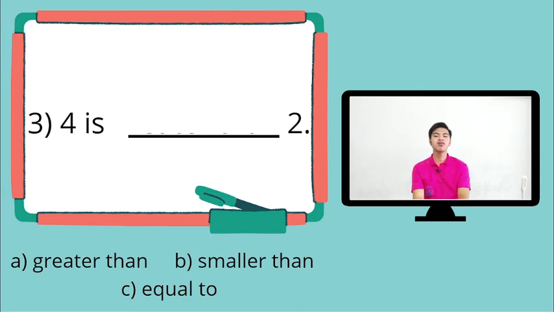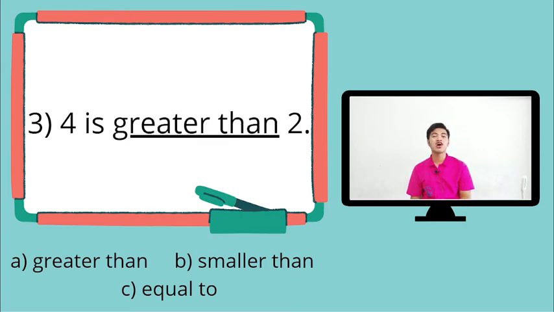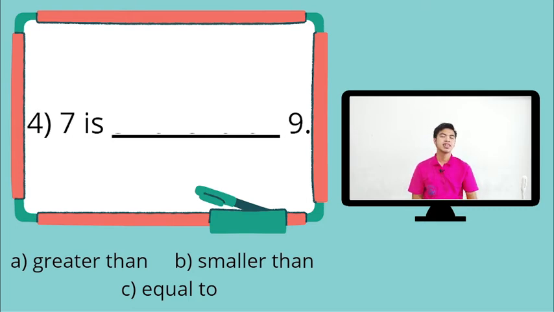Number 3, we have 4 is blank 2. What do you think is the answer? A, greater than, B, smaller than, or C, equal to? Great job! The answer is greater than. 4 is greater than 2. Number 4, 7 is blank 9. What do you think is the answer?